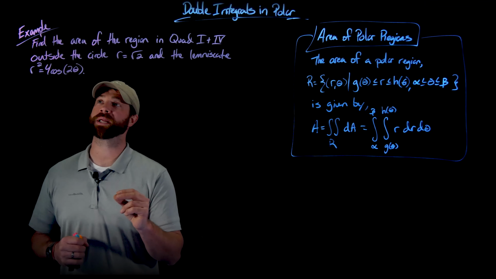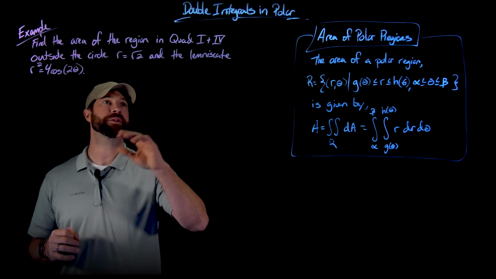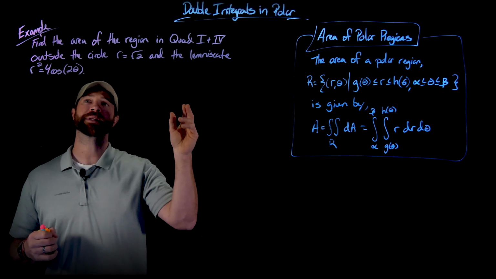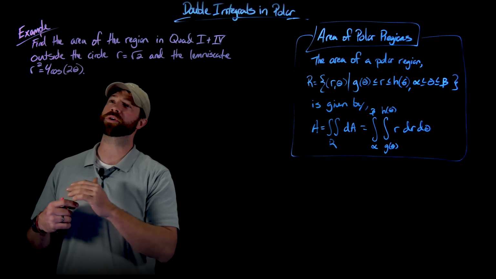In this specific example right here, we're being asked to find the area of the region in quadrants 1 and 4 outside of the circle r equals the square root of 2, and inside the lemniscate r squared equals 4 cosine of 2 theta. Just to make sure you have an idea of these two shapes, you've seen these before, or things very similar to this. What we have is this circle, and I won't label this in all its great detail. We have this circle right here centered at the pole or the origin, and we have this lemniscate that runs something like this. It's just this infinity looking thing. For this specific example in quadrants 1 and 4, we're looking to define this region right here.